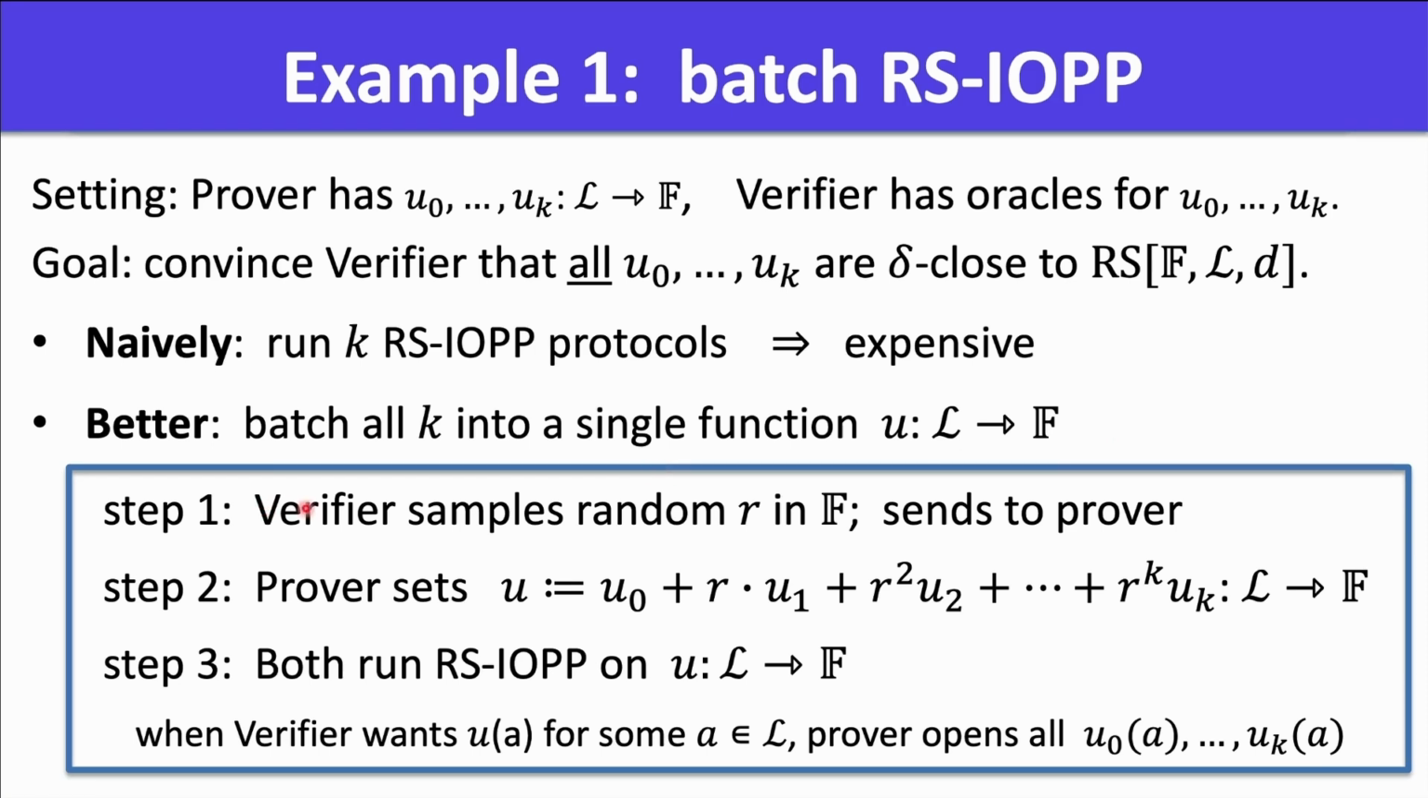How do we do that? The verifier is going to sample a random r in the finite field and send that to the prover. The prover is going to define the batched word as basically a linear combination of all those words, where the linear combination is defined by powers of r. As we just wrote here, you notice this is just another function from L to F. And then, as we said, they're going to run the RS-IOPP just over the word u. This u is a virtual oracle, so every time the verifier wants to open u at a particular cell, what the prover will actually do is open all of u0 to uk at that cell, and then the verifier can do the linear combination of those to get u at a point a.